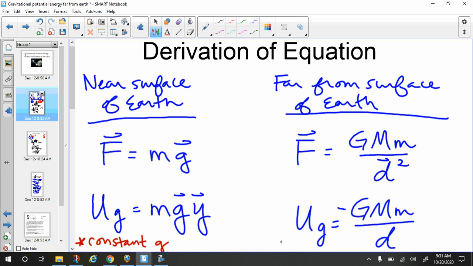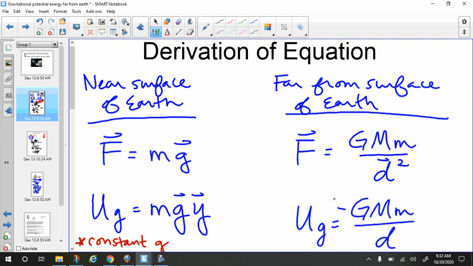The gravitational potential energy equation for something far from the surface of the Earth is negative GMm over d. Now notice that for each of these equations, we're taking the force and multiplying by a distance or position or displacement value. So we're taking mg and multiplying by y. Here we're taking GMm over d squared and multiplying by d. And so we get GMm over d.